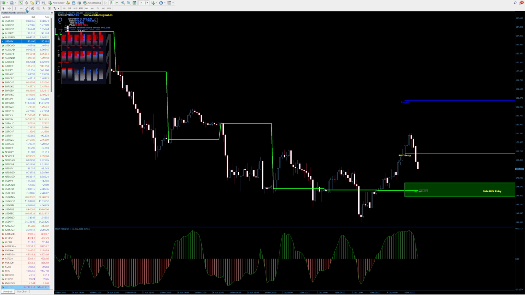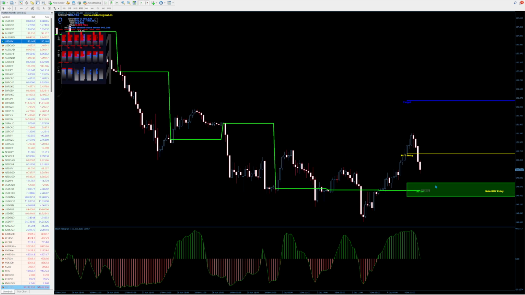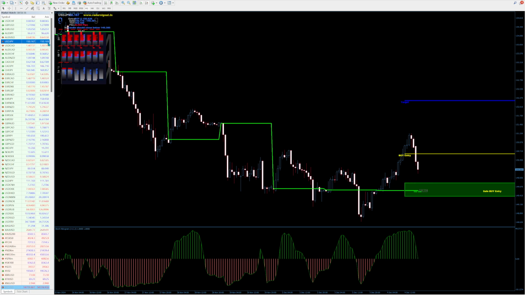So enough waffling. This system is basically as simple or as complicated as you want it to be. This is my interpretation, which is I'm going to look at the safe buy entry here. I'm going to wait for price to fall and then I would enter once price falls in and around here. That's as simple as the strategy is. It does give you target levels as well, but you don't have to use them.